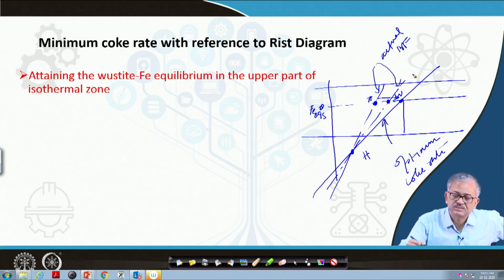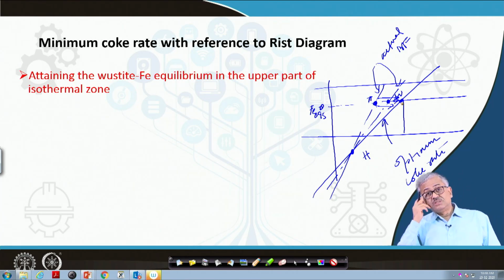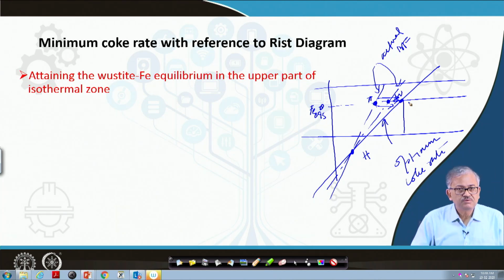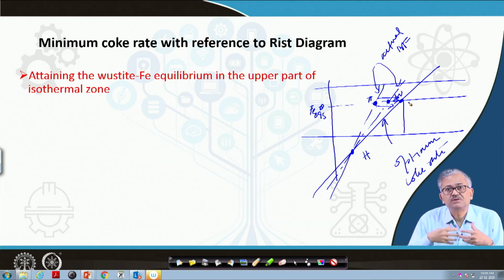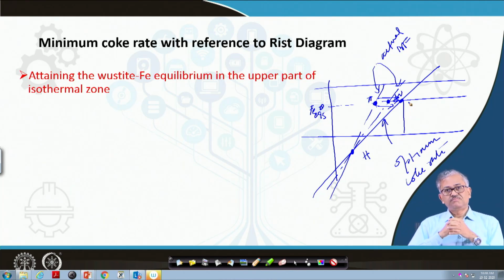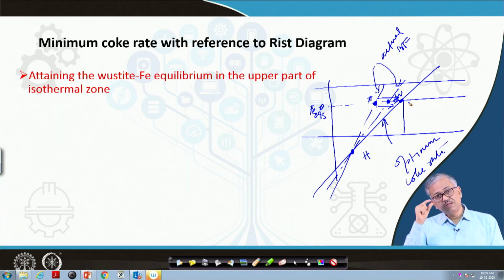These are some of the blast furnaces I have shown. The line can be like this. So performance can be improved if we can shift this point to here or this point to here. So this point has to be seated on the right-hand side. That means you can do it by increasing the reducibility of the sinter or the iron ore. If you can achieve the chemical equilibrium of the FeO-Fe system, that is, if you can maintain a chemical reserve zone, then you can get the minimum coke rate. So attaining the wüstite-Fe equilibrium in the upper part of the isothermal zone is very important.